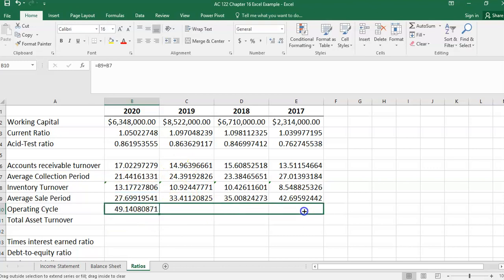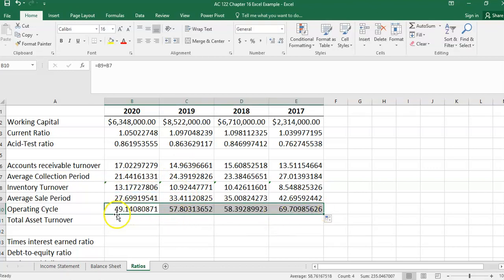So on average in 2020, it took us 49 days to receive cash once we ordered inventory. Again, this number is improving. It was almost 70 days in 2017, and we've managed to remove 20 days from our operating cycle. That is very good news for our cash flow. That means we're generating cash faster. We're moving inventory faster. Our customers are paying us faster. So we are increasing our cash flows from our customers.